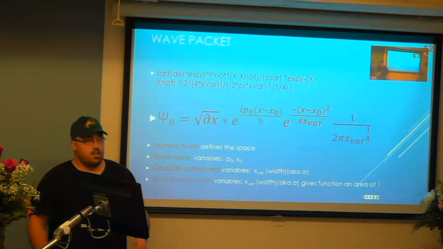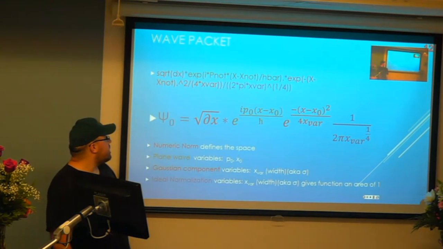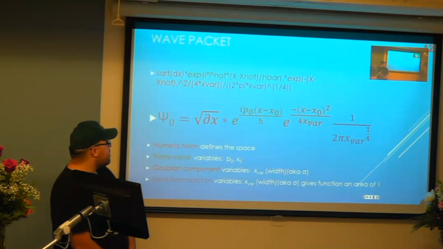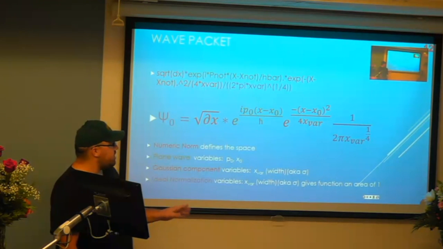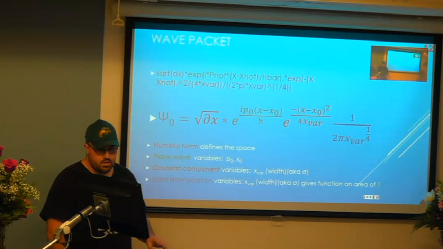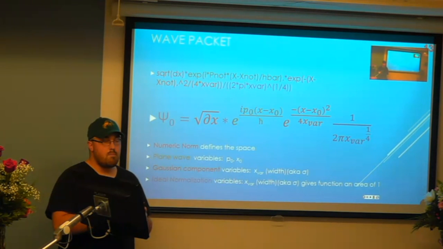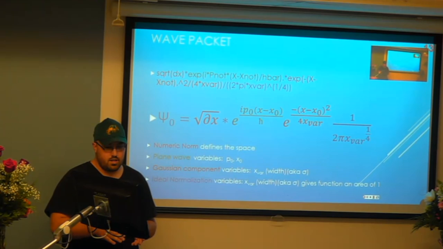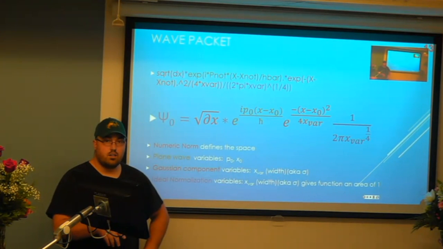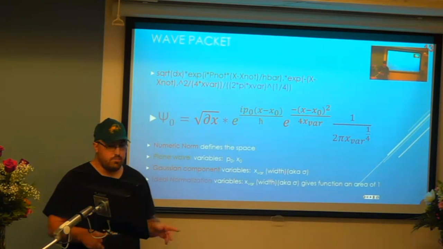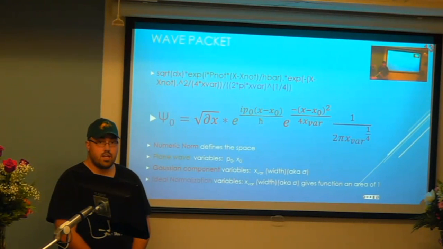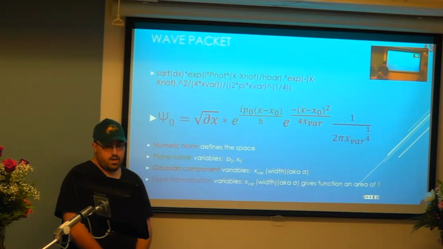So wave packet, this is basically a copy and paste from an earlier presentation I gave, just to make sure y'all know how the MATLAB program models the electron. The square root of dx essentially defines the one-dimensional space this is taking place in. And then the next part is the plane wave, how it actually propagates.